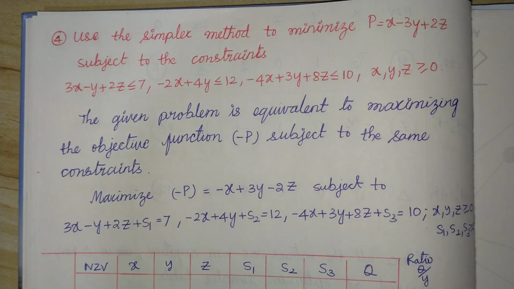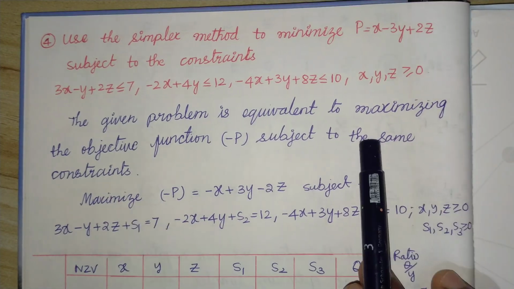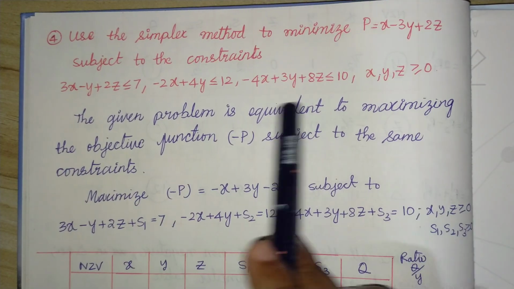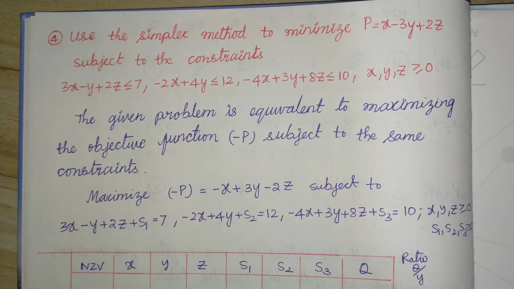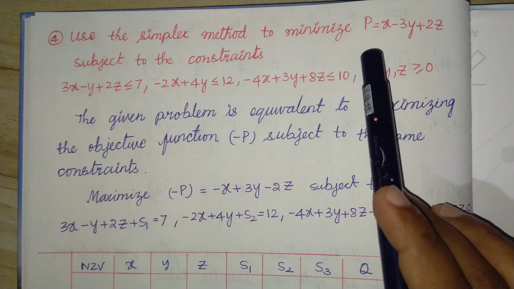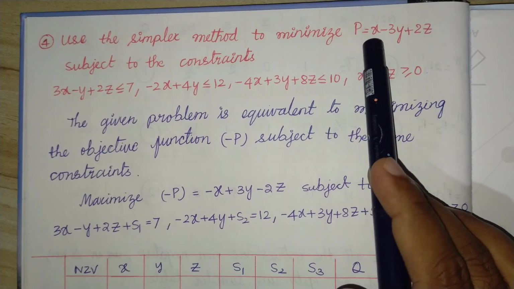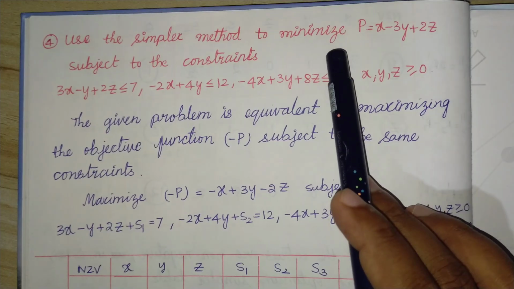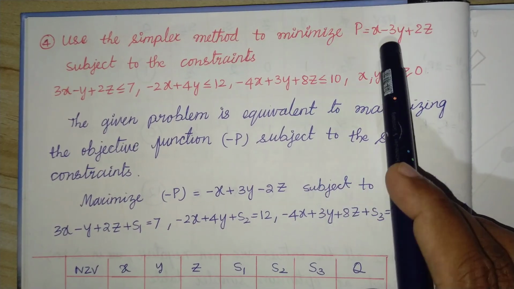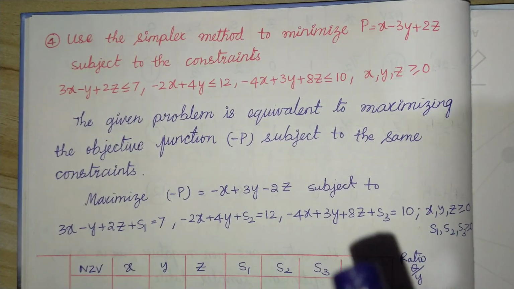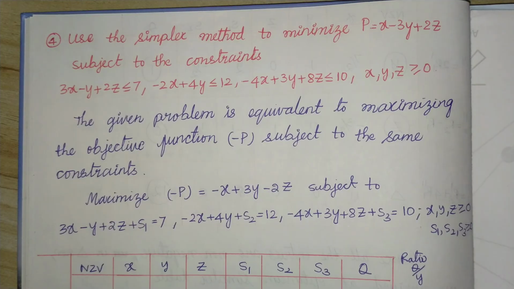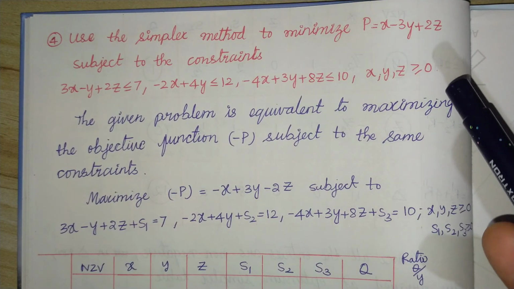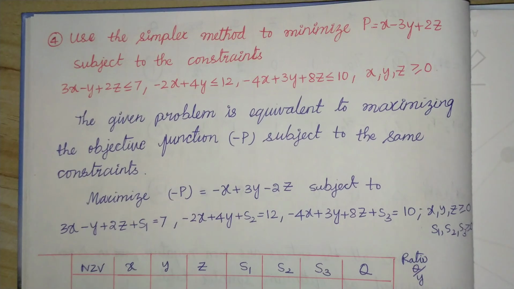So now look at the next problem. We need to find the minimum value of the objective function subjected to these three constraints. Remember one thing: finding the minimum value of p subjected to these three constraints is nothing but finding the maximum value of minus p subjected to the same constraints. I'm just converting this minimization problem into maximization. So just consider the maximization of minus p.